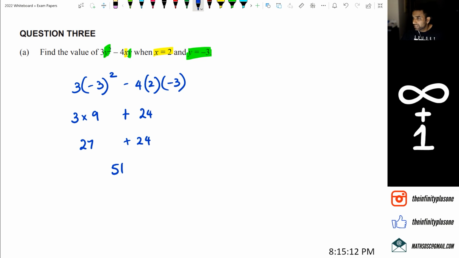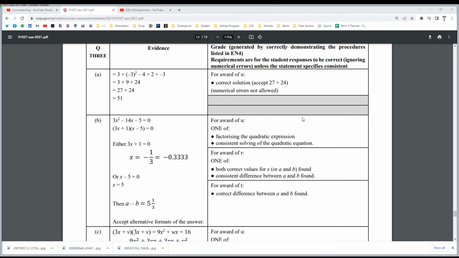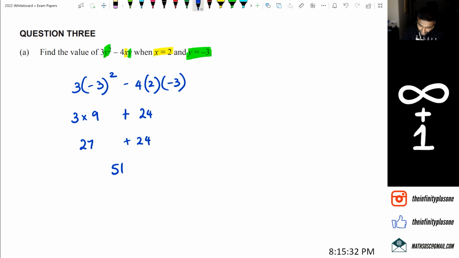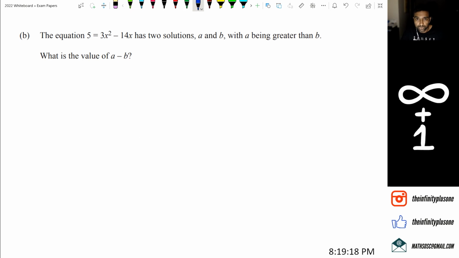By the way, I checked the answer schedule. The correct solution is 51, but interestingly enough, they actually say that if you accept 27 plus 24 as an answer, that's really quite interesting, because it means that even if you stop right here, you're probably going to get an achieved. But really, you want to try and finish that question off. So that's achieved right there for question 3A. We will go to question 3B, and I'll try and answer some questions on the side here on the chat.